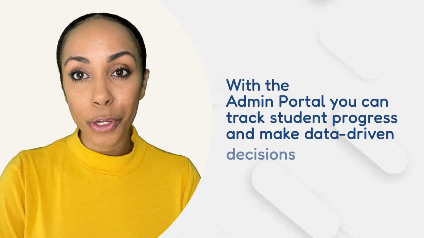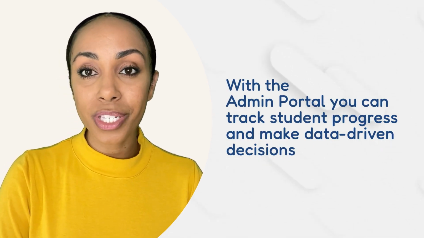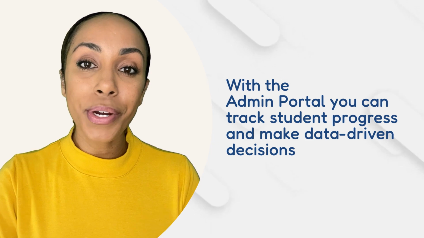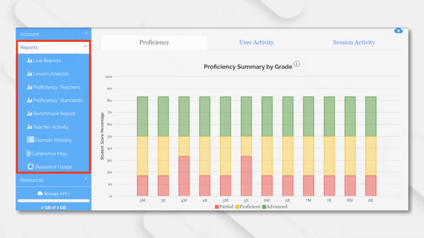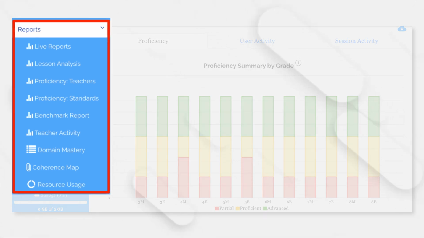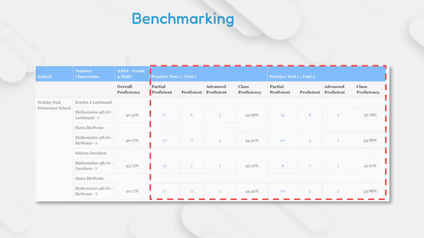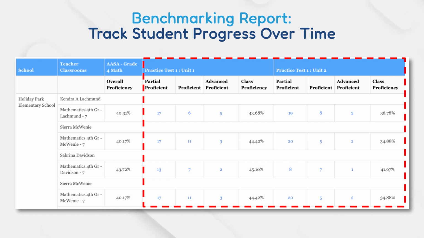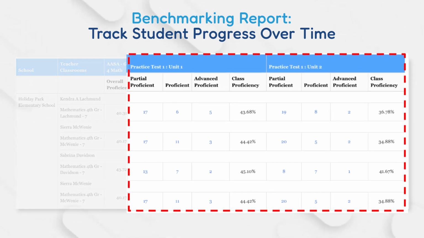The Admin Portal provides powerful reporting tools to track student progress and support data-driven decisions. You can easily access these insightful reports via the Reports module in the left-hand menu. For example, the Benchmark report helps track student proficiency across periodic assessments like mid-year and end-of-year practice tests. This report identifies learning gaps and supports instructional adjustments, enabling longitudinal progress tracking.